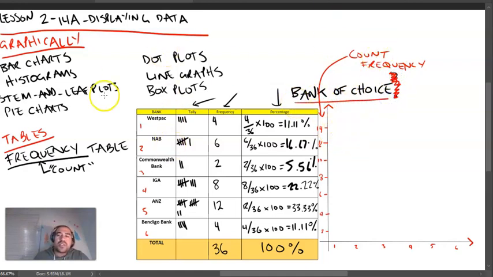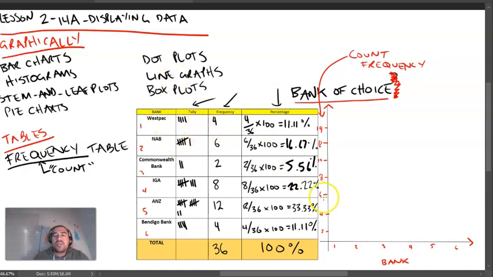Bank of Choice will be the title, and we also need labels for each axis. So the label we've used on the side for a frequency count should be on the side here, again transferred for space. And the bottom title will just be the bank, because these are the different banks that are represented through here. Now we can just go ahead and put a number associated to the bank itself.